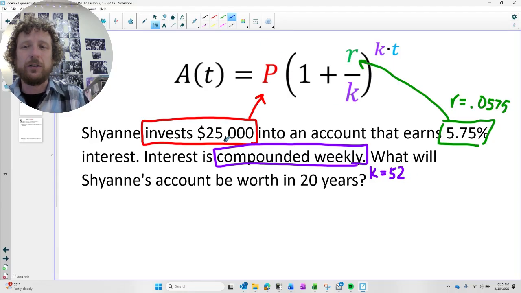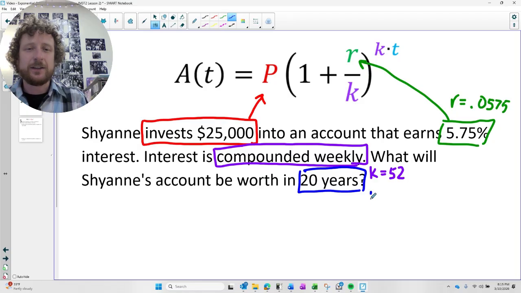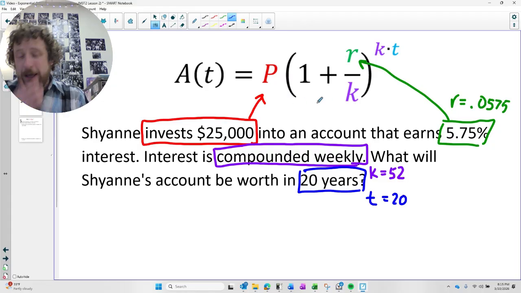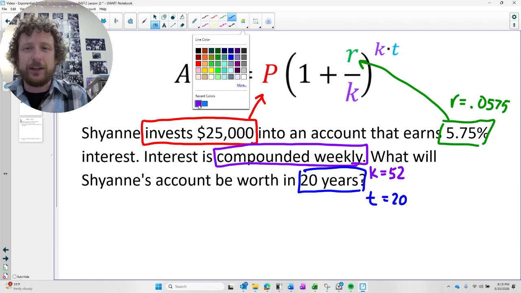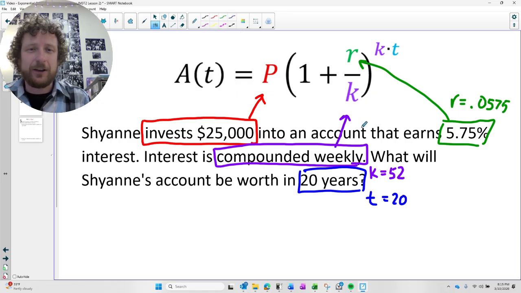And then what will her account be worth in 20 years? Well, that just means T equals 20. And what I like to do is, oh, I forgot to label this. Okay, I didn't label some things, but here, K is there and there.